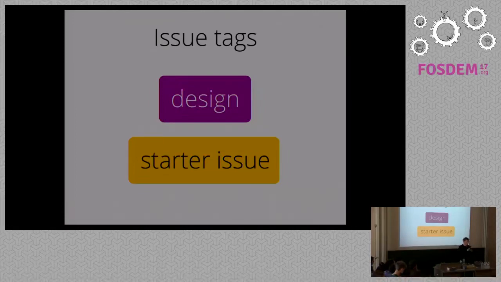So we just grouped it into one design tag, because that makes things much simpler. And then also the starter issue, or junior job label, which is just for issues which are very good for people new to the project. And as you can filter with two tags, you can combine these tags and just see, oh, what can I do as a designer new to the project?